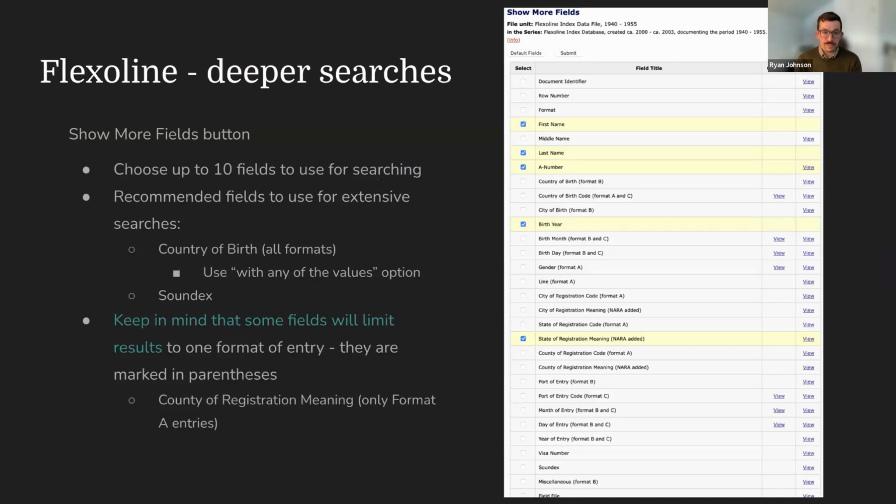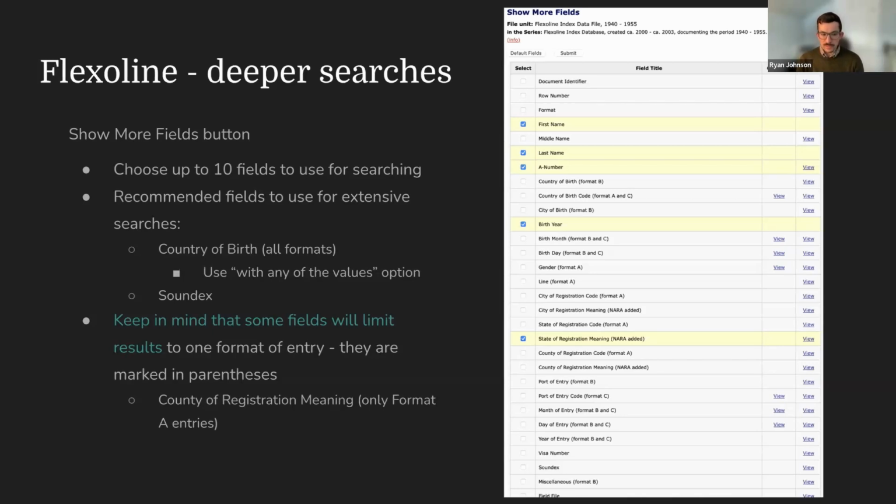Flexoline has a Show More Fields button that will expand into what can feel like an overwhelming number of choices. So hopefully we can focus on just the ones that are the most useful for us. One that's not automatically selected is country of birth, all formats. So regardless of whether it's format A, B, or C, that was one of the fields that the National Archives added. You can enter a country in that field and narrow it down. And then the soundex we talked about earlier, that can be really helpful in case the name was typed in the database in a strange way.